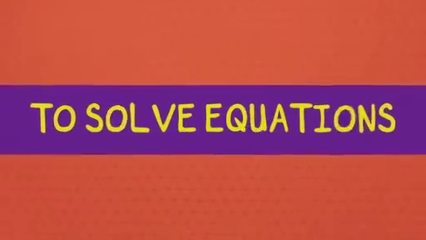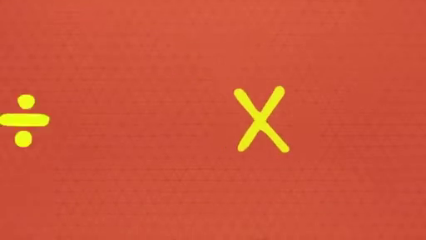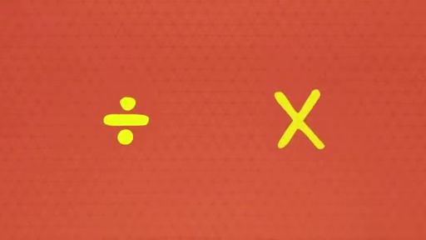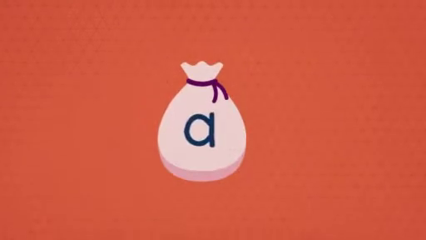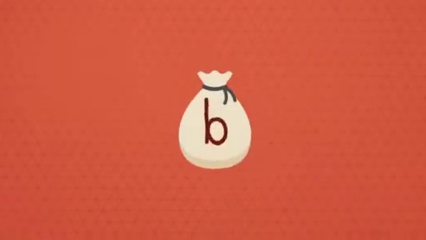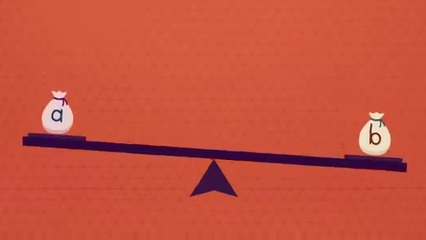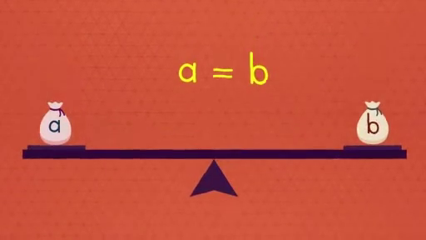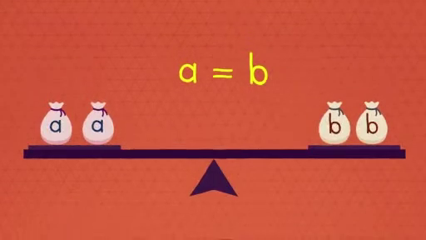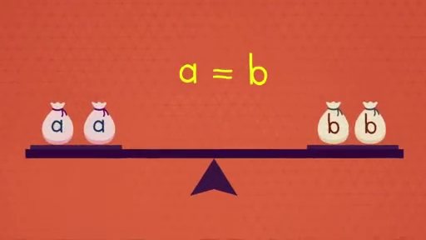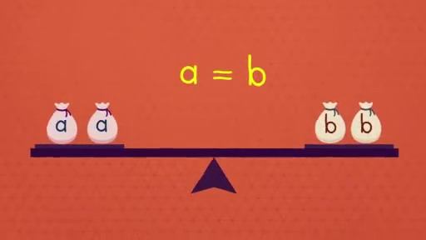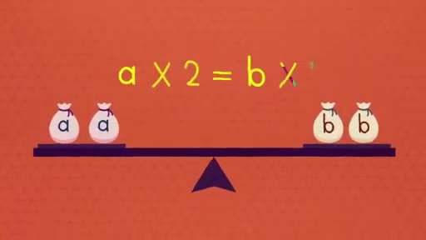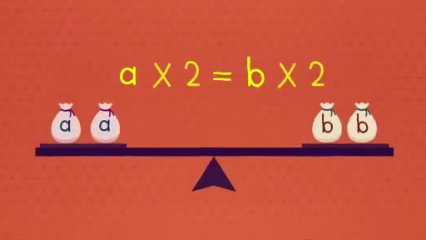Another important property that can be used to solve equations is the multiplication and division property of equality. Now, imagine a bag with an unknown weight, A, and another bag that is weight, B. If measured on the scales, they seem to be equal. Now, if I put 2 bags of unknown weight A and 2 of B, would they still be equal? Sure. This is called the multiplication property of equality.